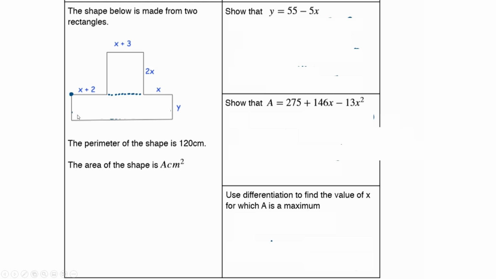Well, before I do that, it'd be helpful to write down clearly what this length at the bottom is. So it's going to be x plus 2 plus x plus 3 plus x, which is 3x plus 5. Makes it neater, less likely to make stupid errors trying to do it all in your head.